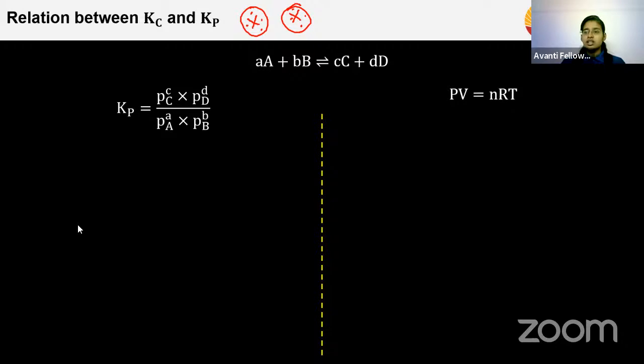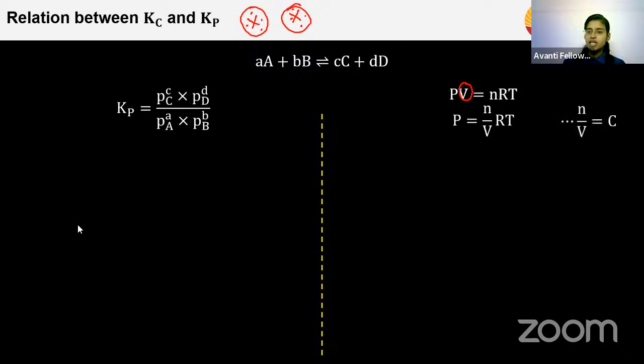Now, if I bring this volume to the other side, what will be my equation? It is P is equal to n divided by V into RT. And n divided by V is called concentration.